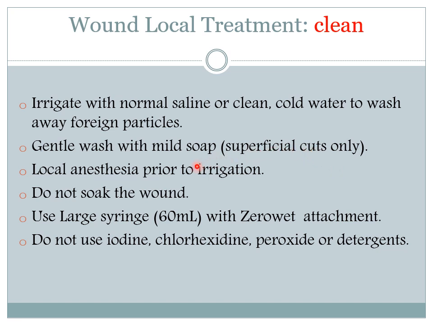You may need to apply local anesthesia in the wound prior to irrigation, because the wound can be very painful. And you should avoid soaking the wound with excessive water so that maceration does not occur. Use a large syringe, usually 50 or 60 ml, with a nozzle called zero-wait so that you make a strong jet. Do not use any local antiseptics in the wound.